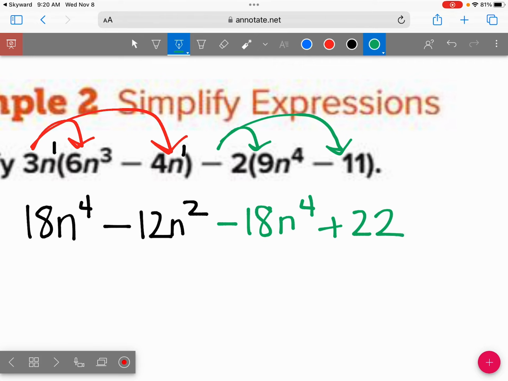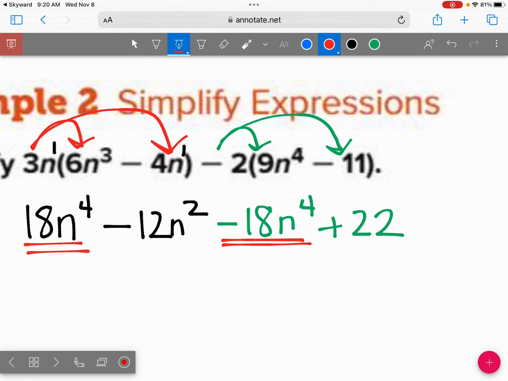All right, so in order for it to be like terms, you need to have the same base with the same power. So these two are like terms. See how they both have an n to the power 4? That means they're like terms. What happens when I take 18 minus 18? You get 0. It cancels out.